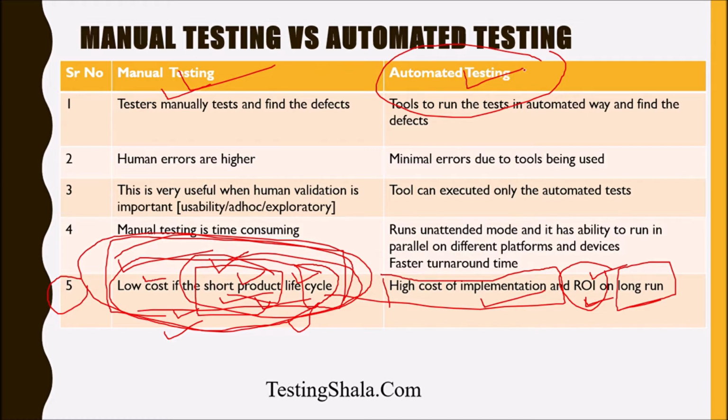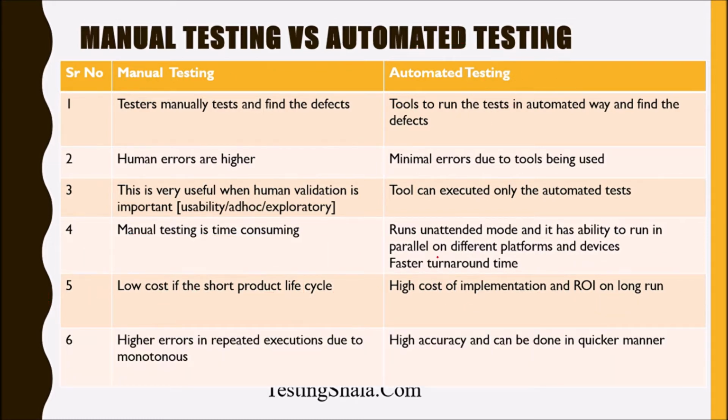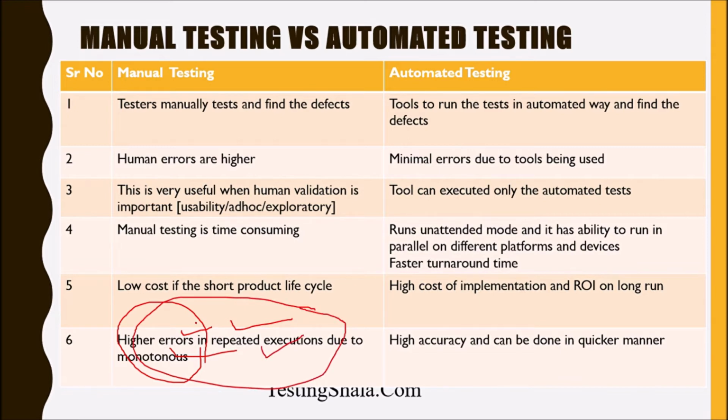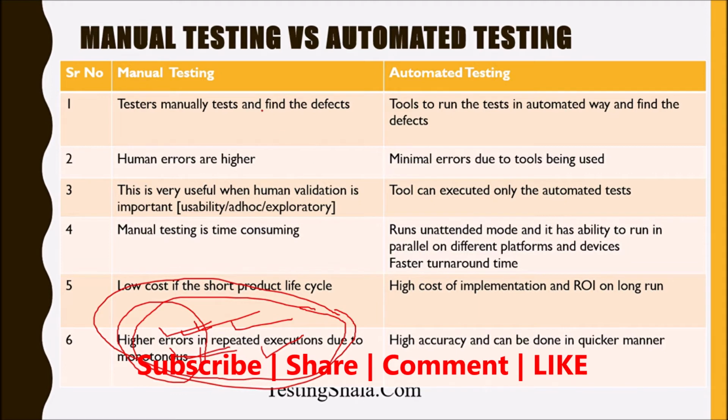Let's move on to the sixth important difference: as we discussed earlier, there are higher errors in repeated execution due to monotonous work. When testers keep repeating the same thing many times, we may ignore a few things or neglect a few topics, which gives a lot of errors when doing a repetitive, monotonous or boring job. Hence, manual testing is prone to higher errors due to monotonous jobs. But in automated testing, things are very accurate and can be done in a quicker manner.